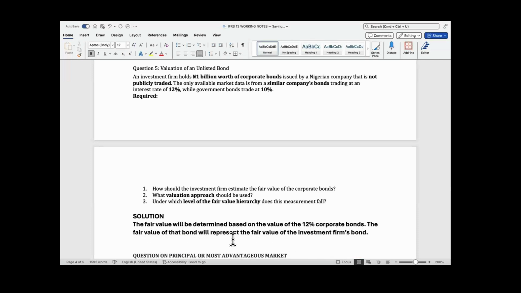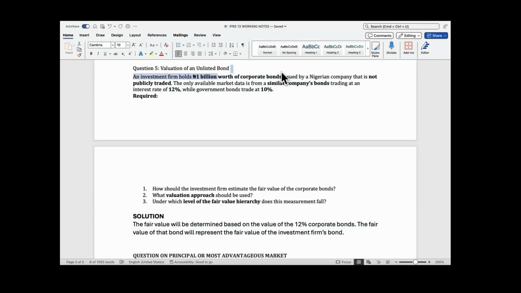Okay, so in this case, we were only told about the 12%. What the examiner is looking at is whether you are going to go with the fair value of the 12% bond or the fair value of the government bond. We would expect you to go for the fair value of a similar company's bond, since your own asset is also a corporate bond that you are holding. So whatever the fair value is would represent your own fair value.